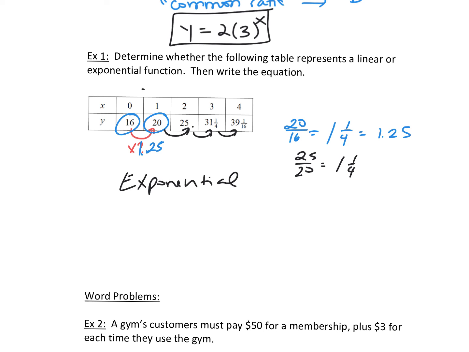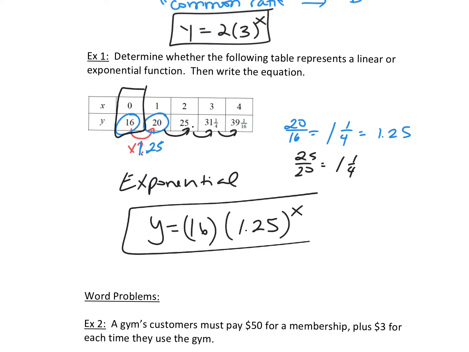I can see the y-intercept here at (0, 16), so I can just write the equation. y equals 16, my a value, times 1.25, or 1 1/4, or 5/4, to the x power.